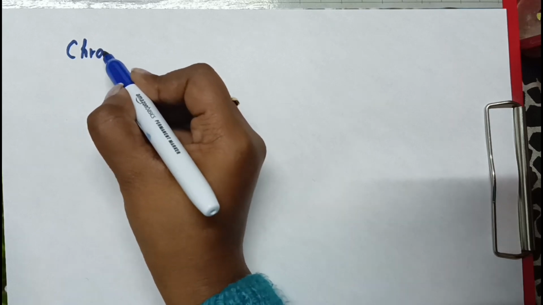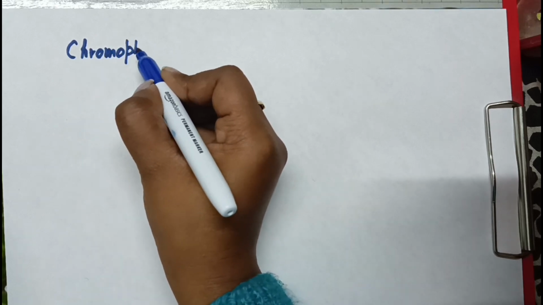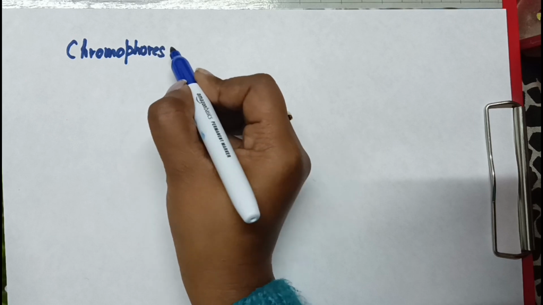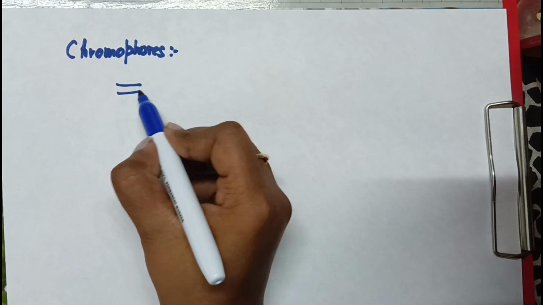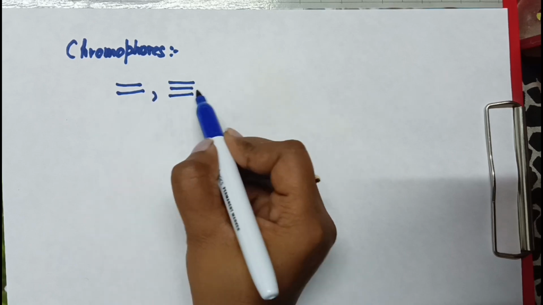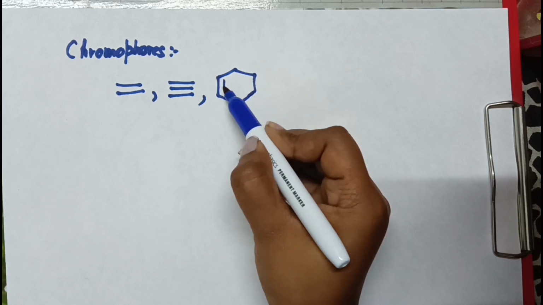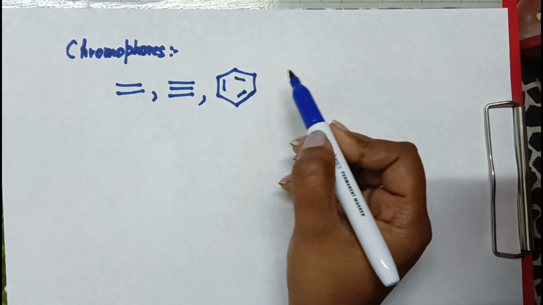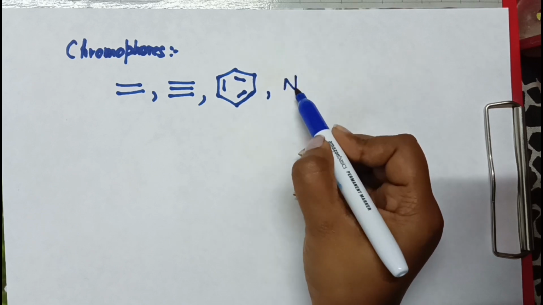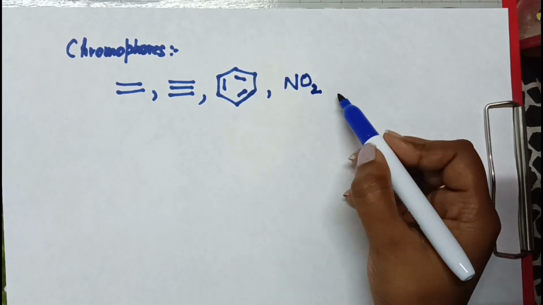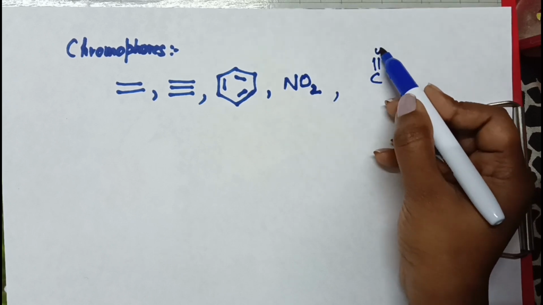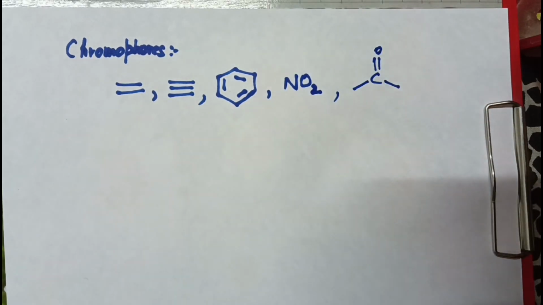Examples of chromophores will be double bond, triple bond, benzene, nitro, carbonyl. These are all the examples of chromophores.